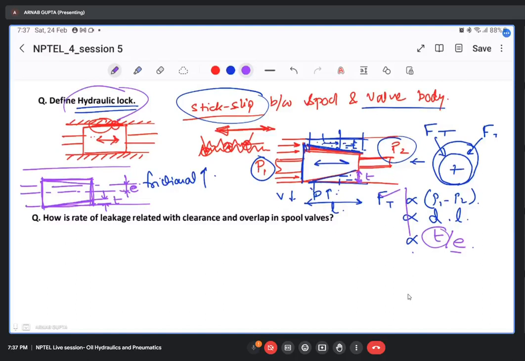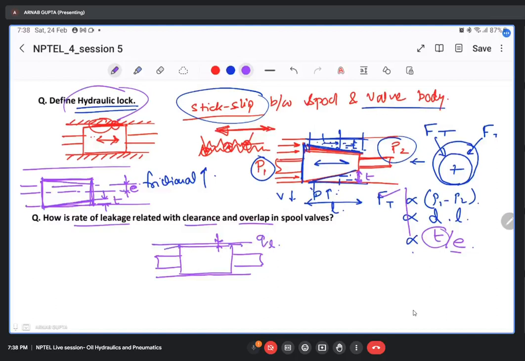Okay, coming to the next question. How is the rate of leakage related with the clearance and overlap in spool valves? So, as we know, spool valves are continuously subjected to leakage because you have sliding parts. That is, the spool itself is sliding, and for sliding, you need to put some clearance between the valve body and the spool, and through here, the leakage is happening. I am denoting it as QL.